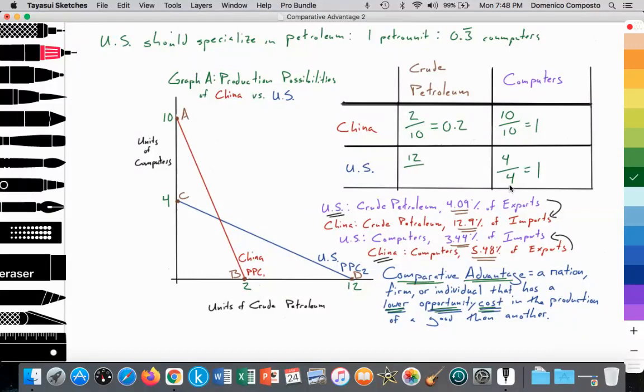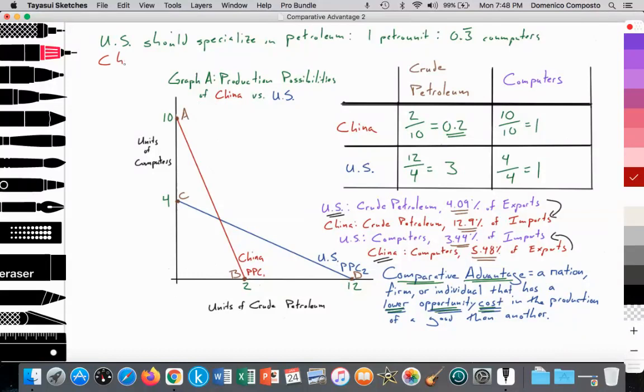And for the United States, again, we're going to divide by 4 here, 12 divided by 4 to see what the ratio is, and that works out to 3. Every time the United States generates 1 computer, they lose the opportunity to generate a lot of petroleum, 3 units. So China has the lower opportunity cost right here. China should focus on computers. Every time they generate 1 computer, they've only lost 0.2 units of petroleum versus the United States' significantly higher 3 units of petroleum. So China will specialize in computers.